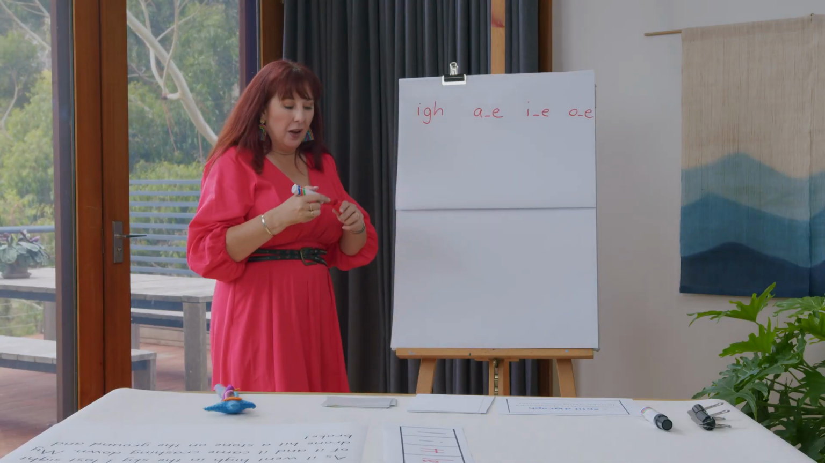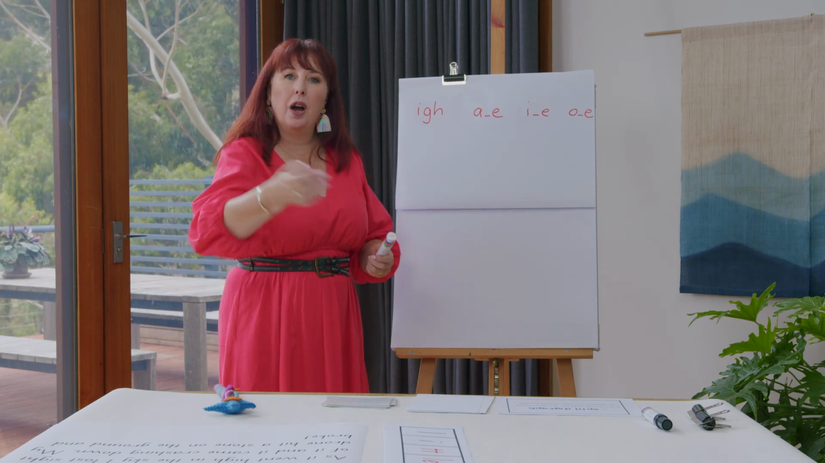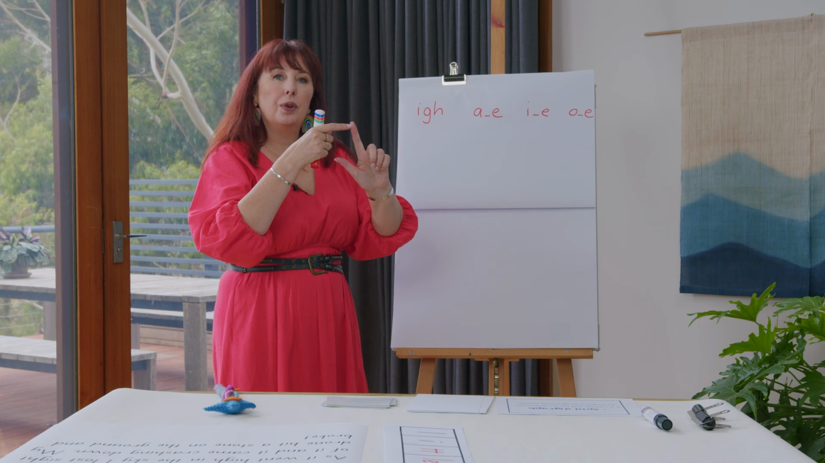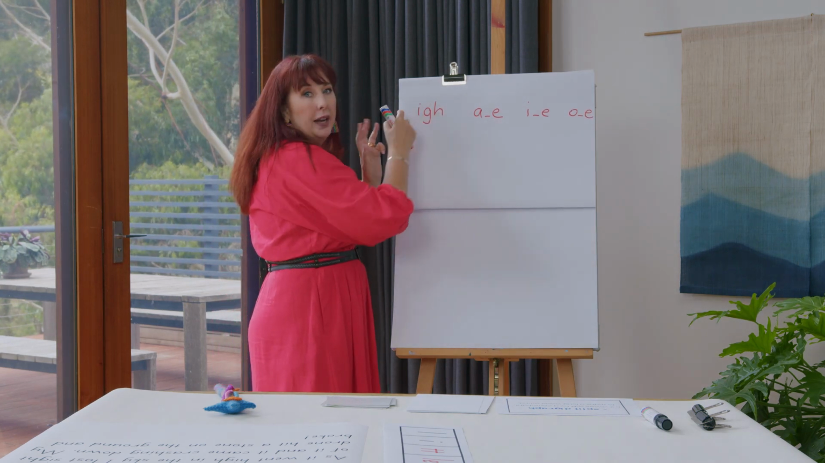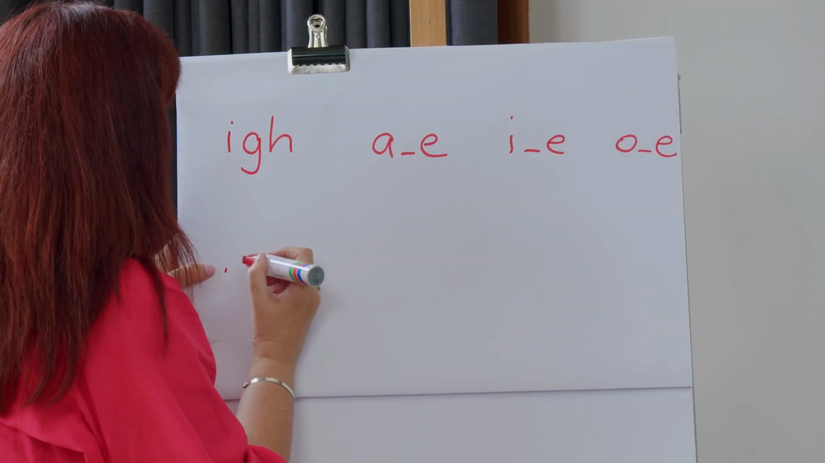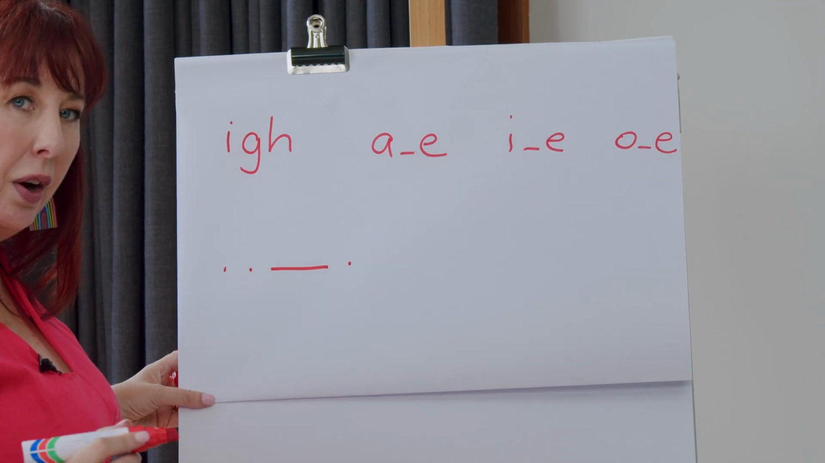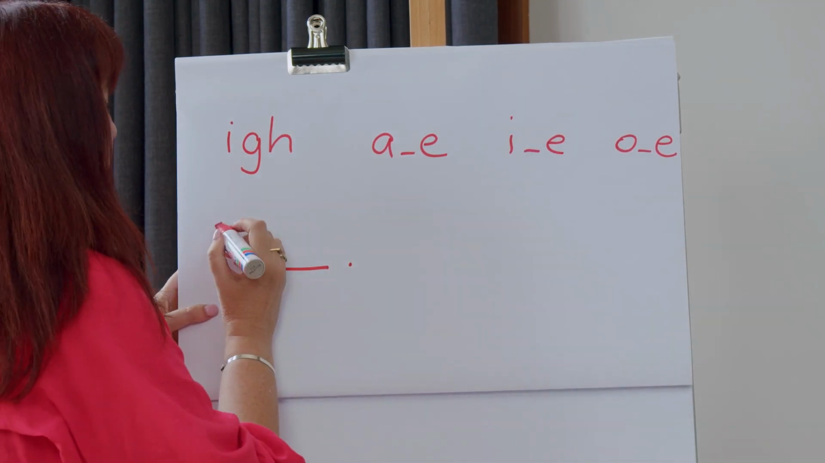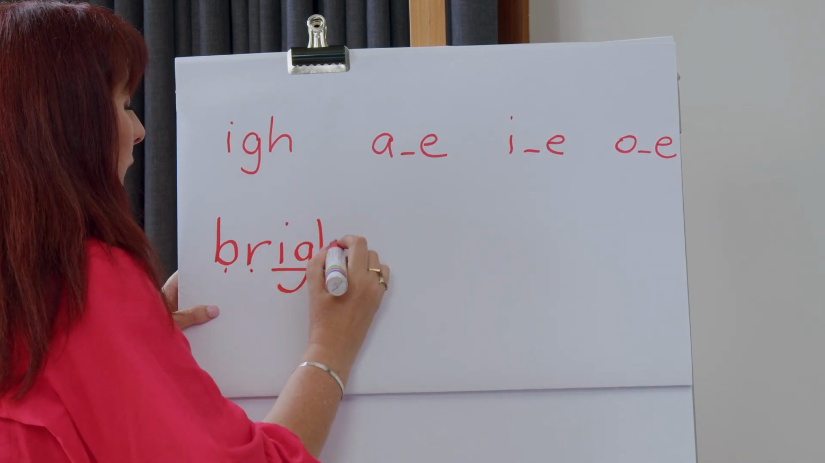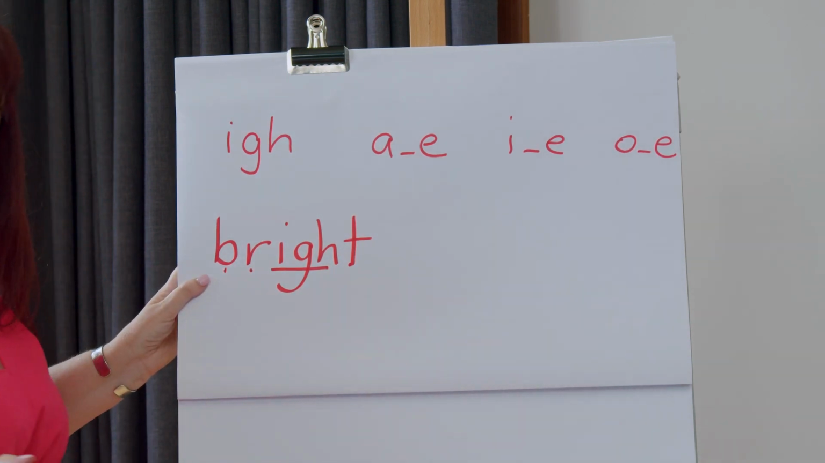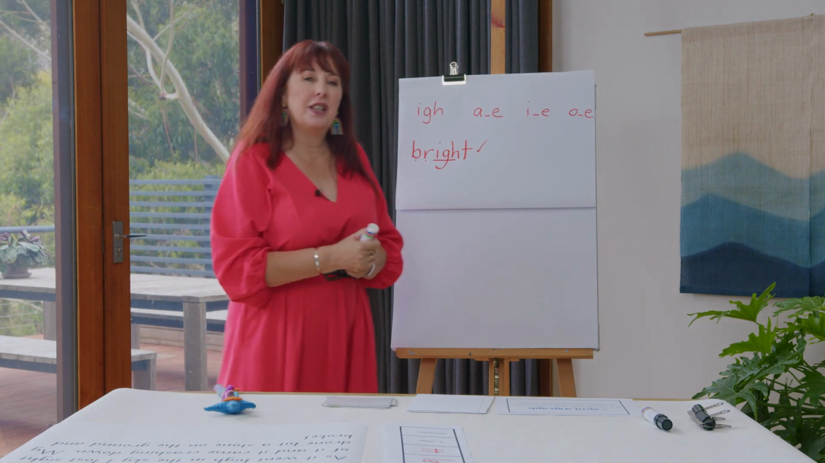Are we ready? Our first word is bright. Say bright with me. Bright. Let's sound it out. B, R, I, T. You have a go at writing bright at home. If you're not sure, you can watch me. Bright. How did you go? Does your bright look like my bright? If it does, give yourselves a tick.